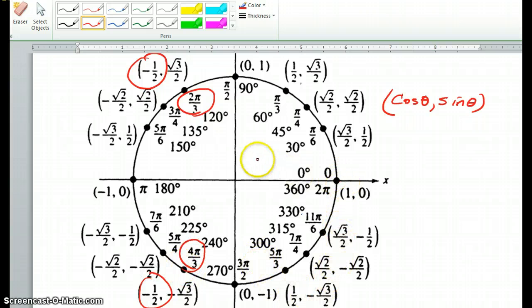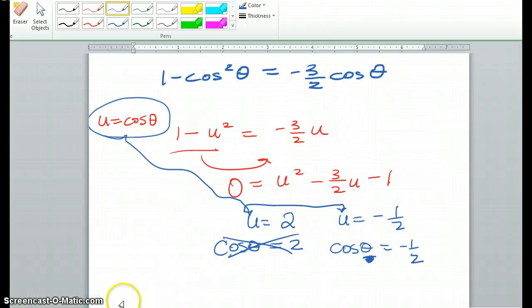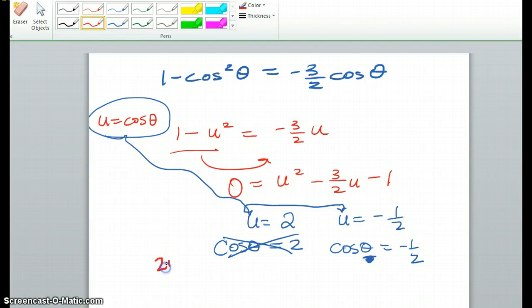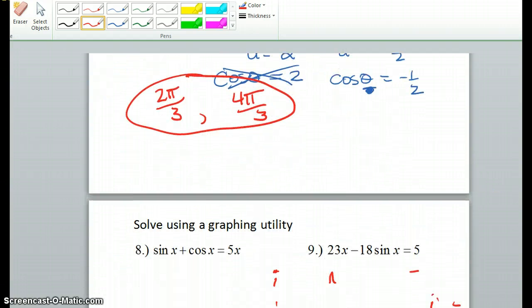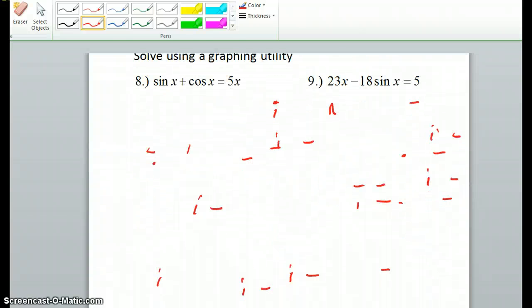And I believe that's it. So 2 pi over 3 and 4 pi over 3. So those are your two answers there. Hopefully you got those. If you didn't, then that's not good. We'll keep trying here though.